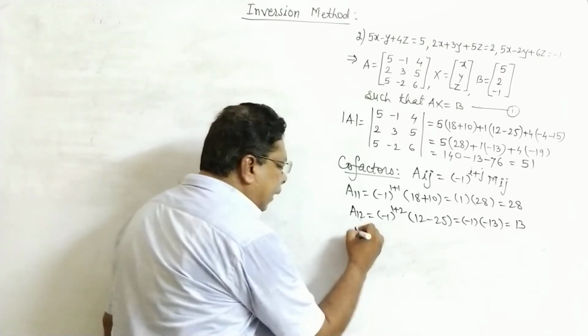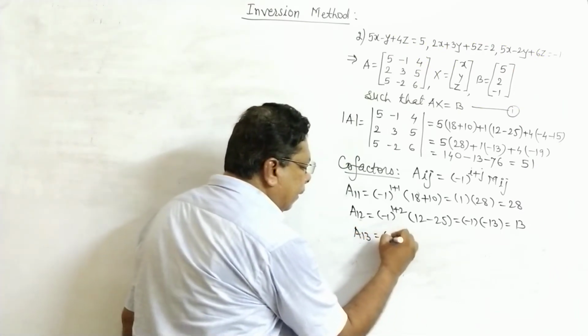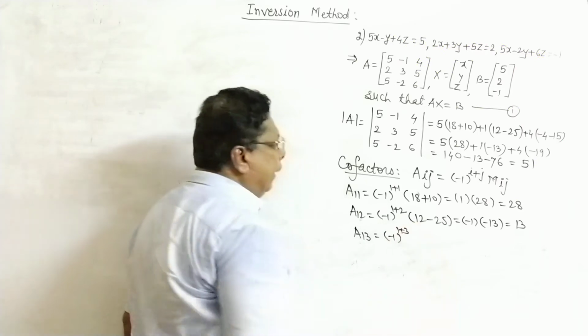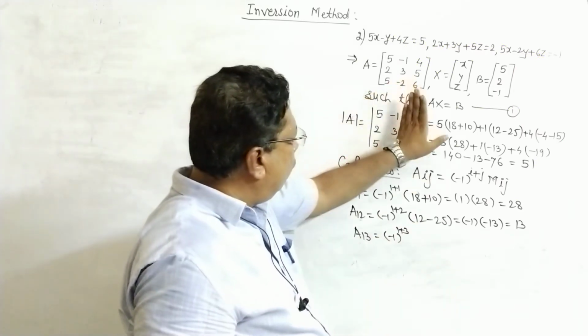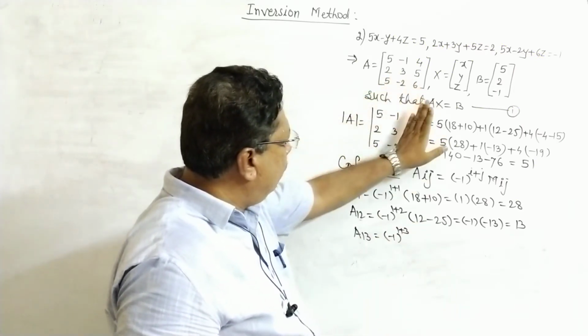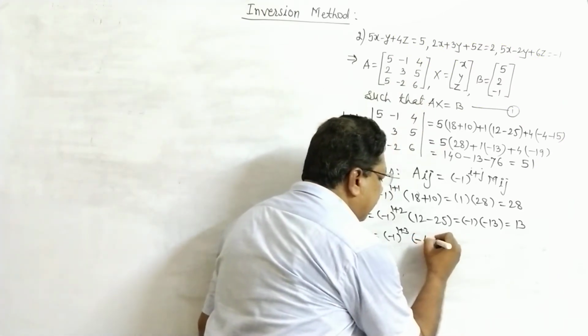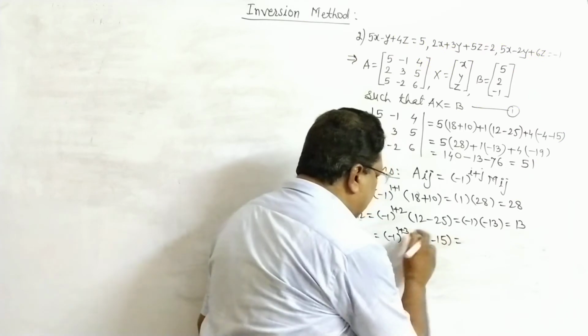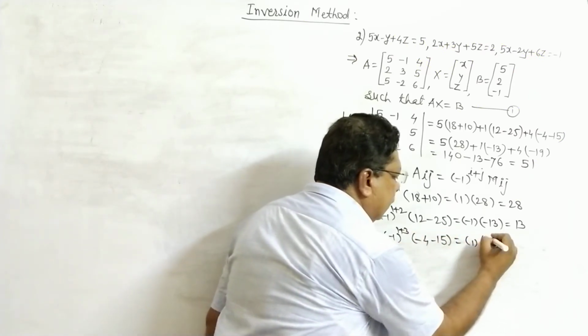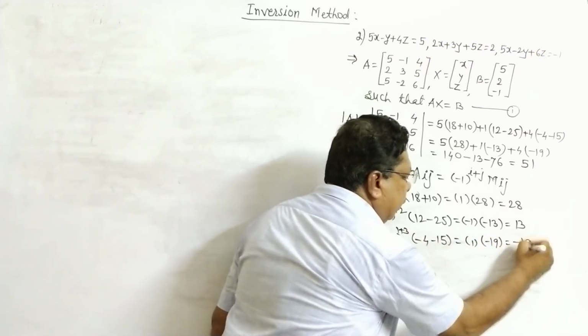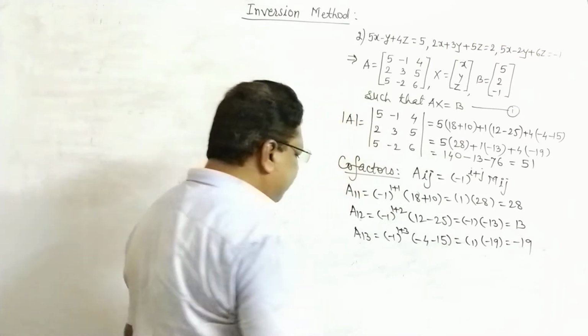Next cofactor is A13, minus 1 raised to 1 plus 3. First row, third column. First row छोड़िए, third column छोड़िए. Minus 4, minus 15. Minus 4 minus 15. Minus 1 raised to 4 is 1. So it is minus 19.